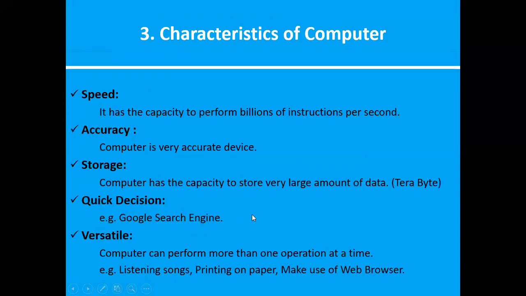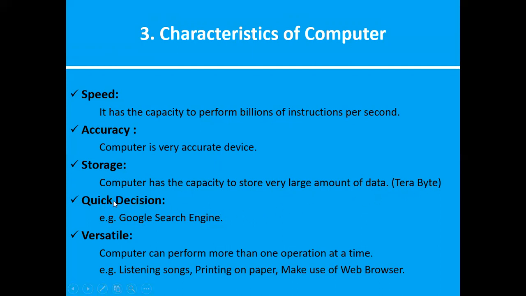Next one, characteristics of a computer system. So in terms of speed, a computer has the capacity to perform billions of instructions per second. In terms of accuracy, a computer is a very accurate device, and in terms of storage, a computer has the capacity to store a very large amount of data, up to terabytes of data can be stored.